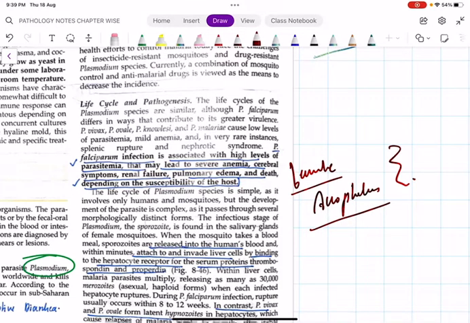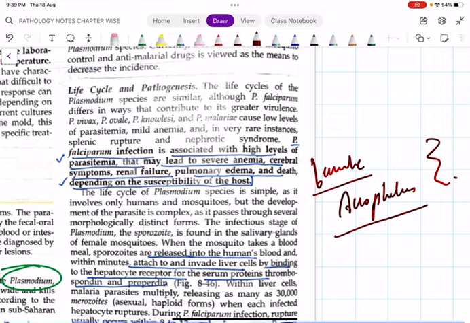Coming into life cycle. The most fatal malaria is going to be caused by falciparum, Plasmodium falciparum. There will be high levels of parasitemia, severe anemia, cerebral symptoms, renal failure, pulmonary edema, even death. Cerebral malaria is the cause of death in Plasmodium falciparum.